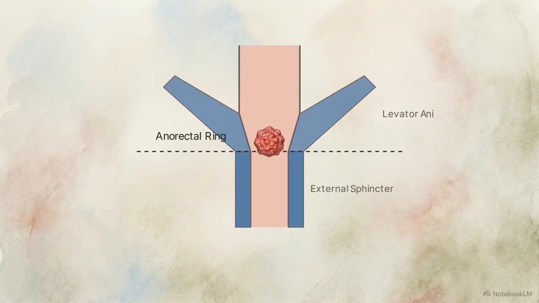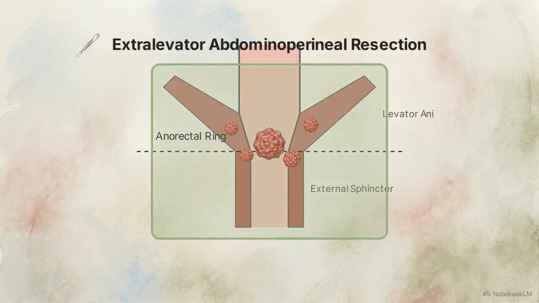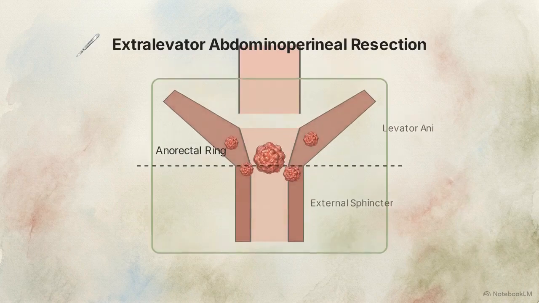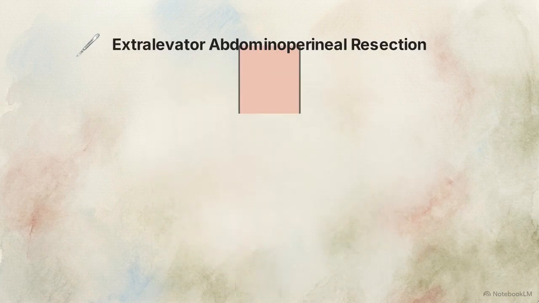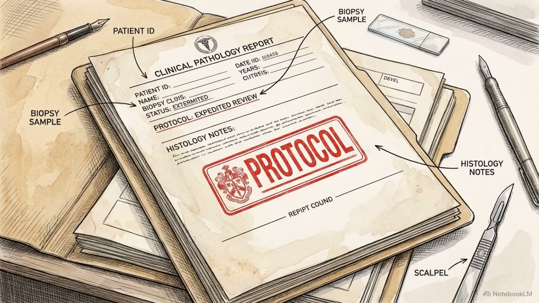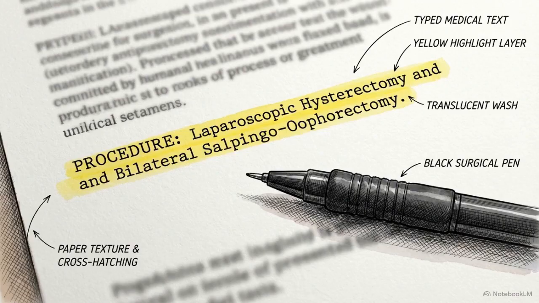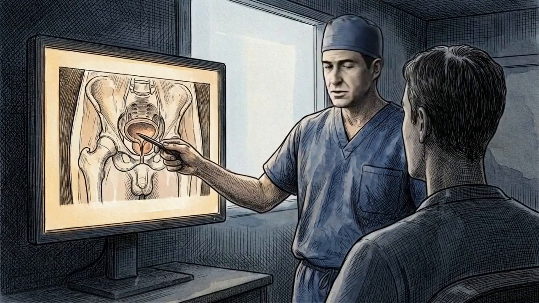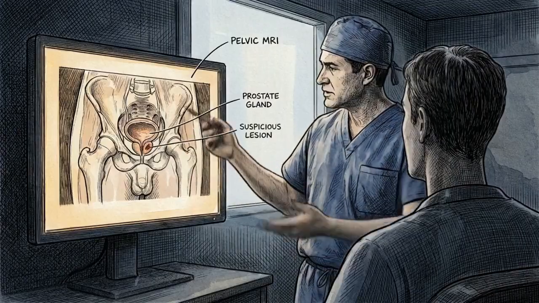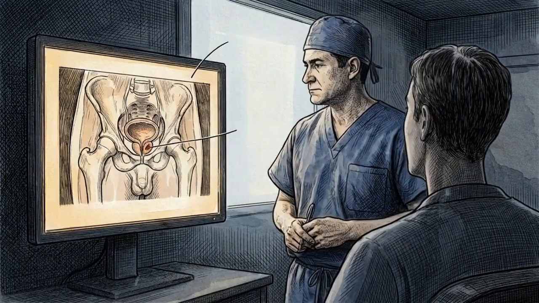If a low rectal tumor extends downward, involving the levator ani muscles or external sphincter, standard resection is impossible. The surgeon must perform an extralevator abdominoperineal resection, completely removing the sphincter complex with the rectum. This exact involvement also dictates pathological staging. Under guidelines from the College of American Pathologists, tumor invasion into the levator or external sphincter structures immediately upstages the disease to T4B. Identifying the anorectal ring on an MRI dictates whether a patient preserves or permanently loses their natural sphincter function.